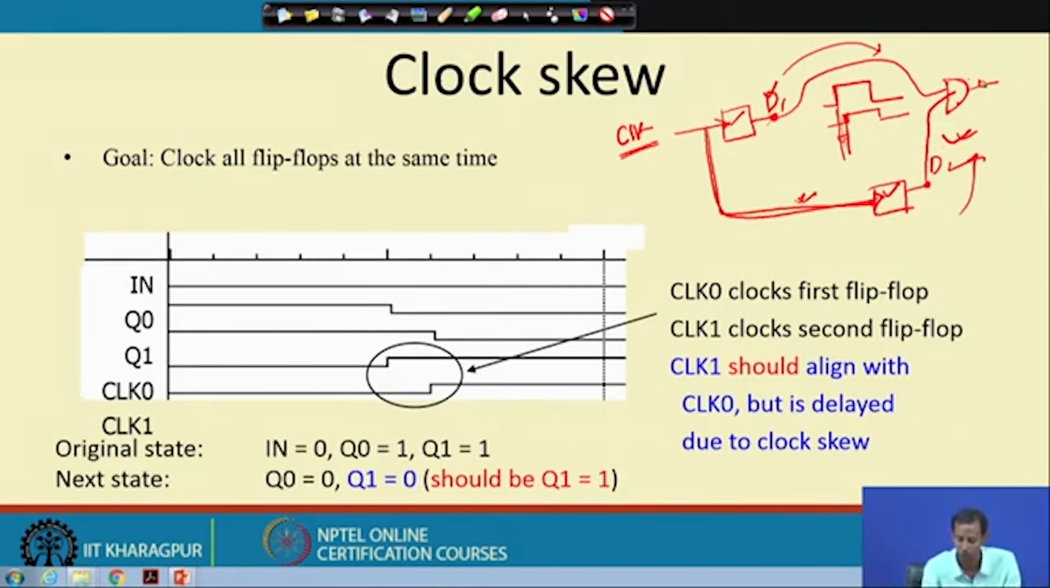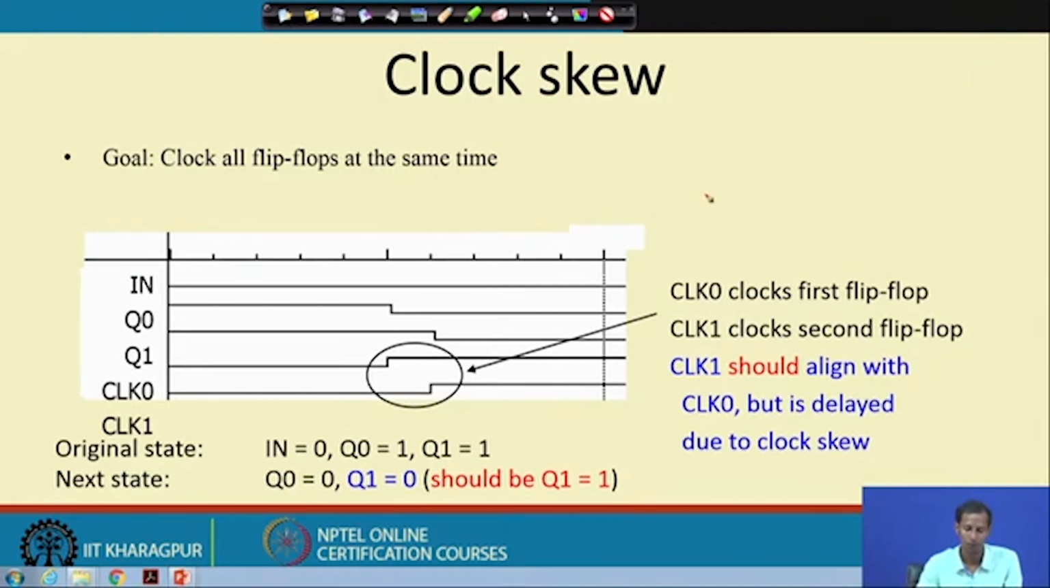So, for that reason it is advisable that you make the clock skew 0. Clock skew 0 means the time requirement for this and the time requirement for this remain the same. Okay. So, that is the concept of clock skew.